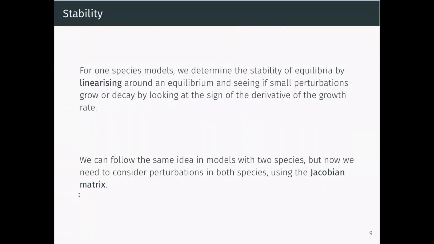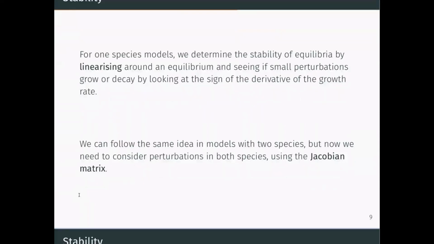Now, we're going to follow a very similar idea here in our models with two species, but now we need to consider perturbations in both of those species. So rather than a perturbation moving us just along a line, we need to be thinking about perturbations moving us in 2 dimensions. So we need to look at something called the Jacobian matrix, which is a way of linearizing our system in 2 dimensions. We're doing the same thing, but we're having to think about matrices now, because we're in more than 1 dimension.